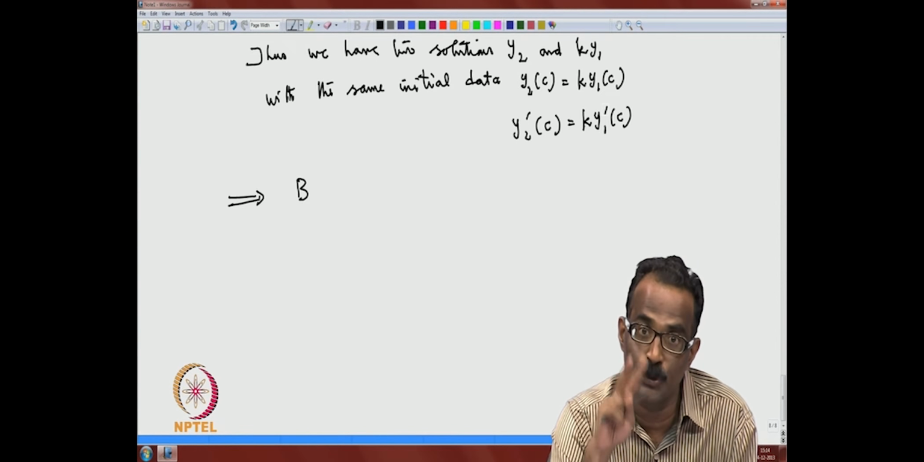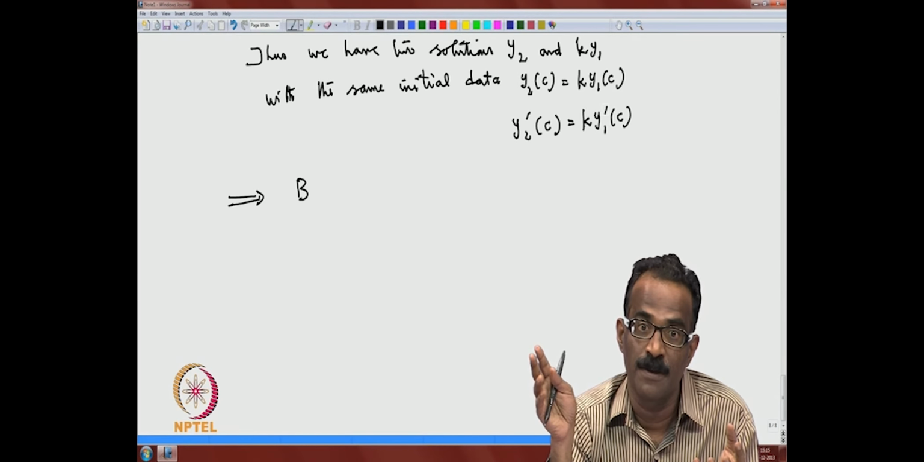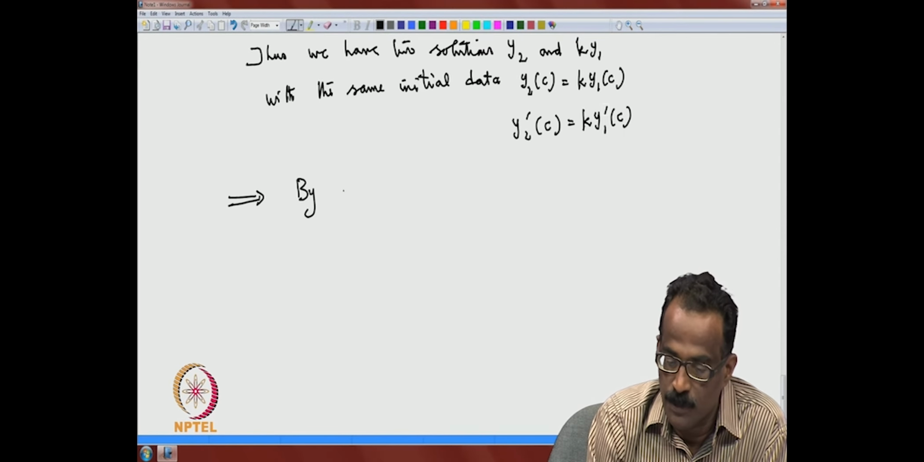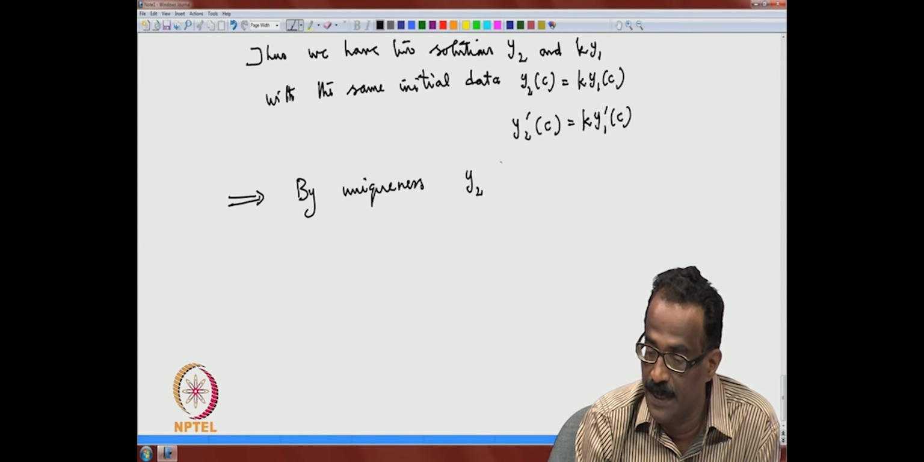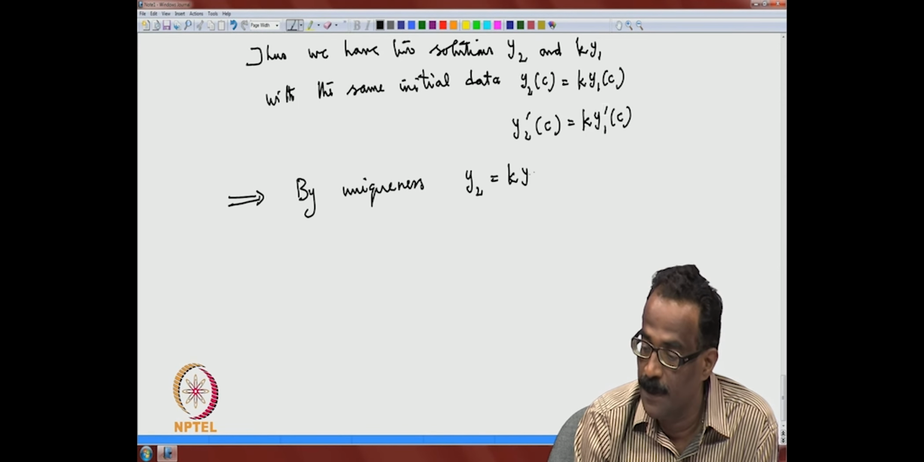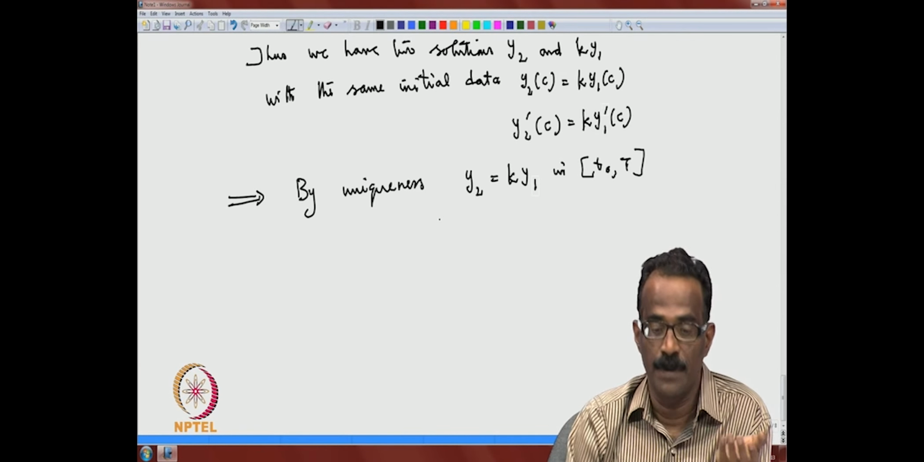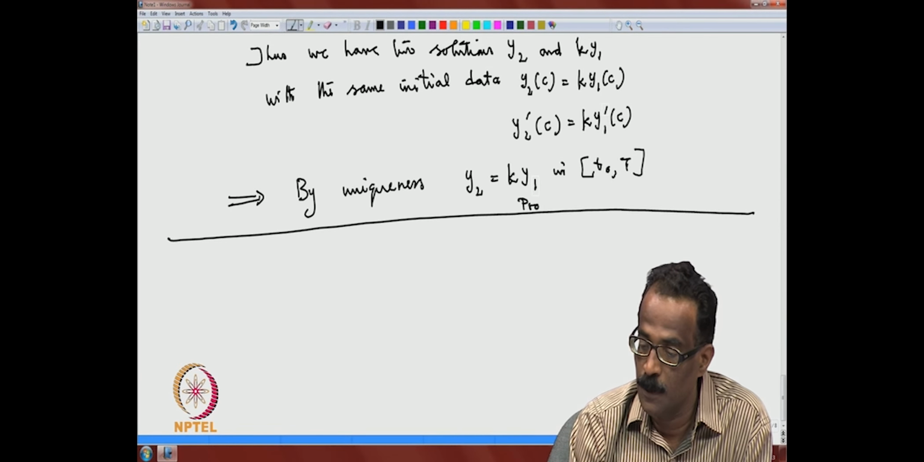Here we have produced two solutions, y2 and k y1, in the full interval, but with the same initial data at t naught. So by uniqueness, that is what the uniqueness argument properly says, y2(t) is equal to k y1(t) in the entire interval wherever this exists, t naught to t, for all t. And so that proves the proposition.